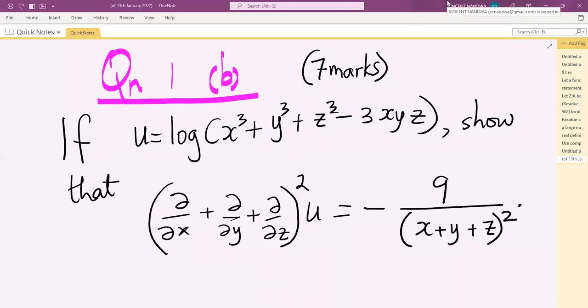Welcome back. So we solved the second part of question 1 in the cut. If u equals log of x cubed plus y cubed plus z cubed minus 3xyz, show that the square of partial x plus partial y plus partial z of u is negative 9 over x plus y plus z squared.